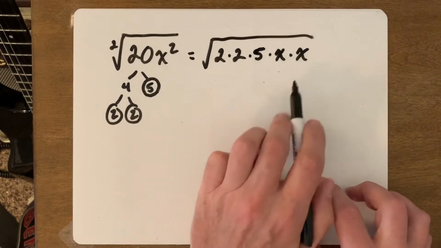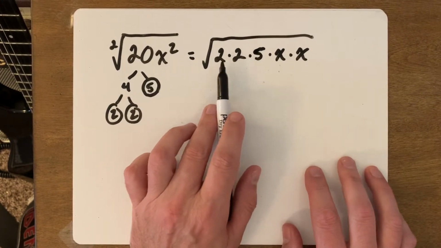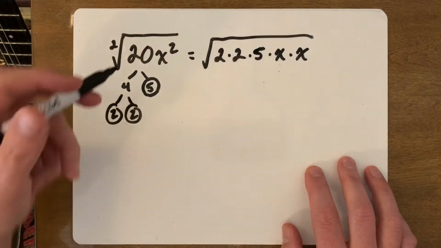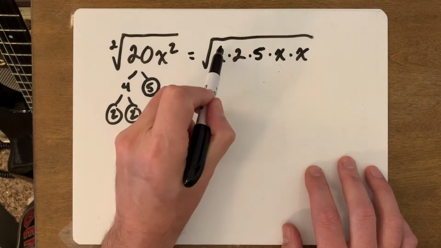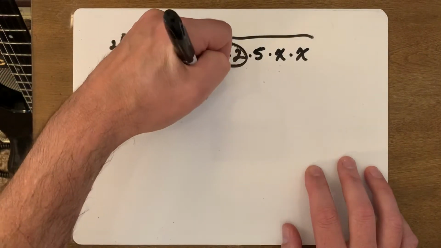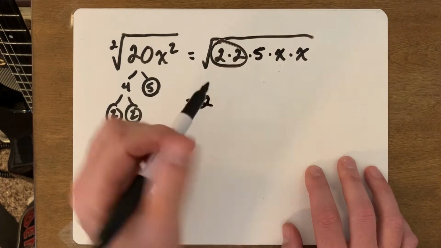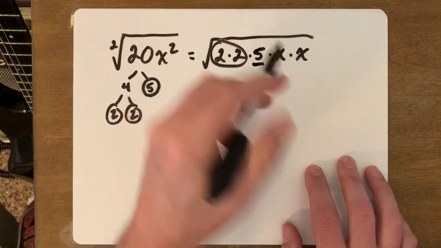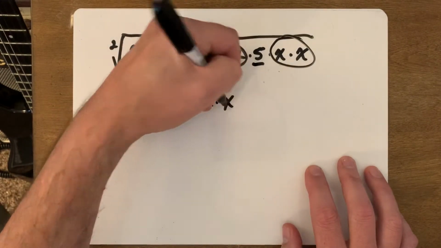Now, when you're simplifying a square root, we remember that a pair on the inside of factors of the same kind is worth 1 on the outside. So what I'm looking for is pairs. The first thing I see is a pair of 2's. That pair of 2's is going to come out as a single 2 on the outside. The 5 doesn't have a pair, so it's going to stay in. But the pair of x's are going to come out as a single x on the outside.